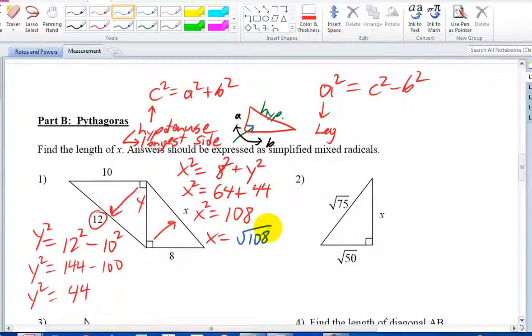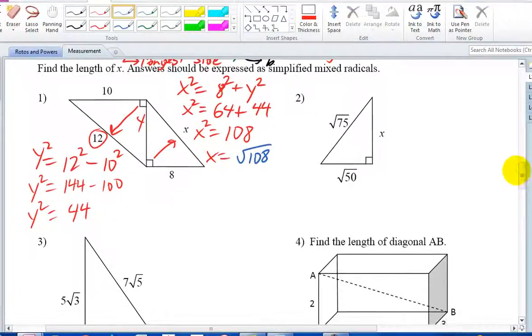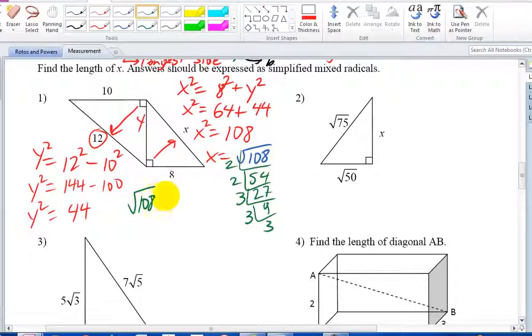Oh, I wonder if we have to simplify this. Yes, you do. So what can you take out? Better start working, folks. Divide by 2, 54. Divide by 2, 27. Divide by 3, 9. Divide by 3, 3. So square root 108 equals what? What is the answer they're expecting?